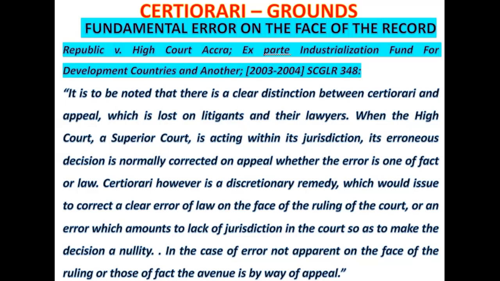Now, another ground under which certiorari can be granted that we mentioned is want or excess of jurisdiction. And I want to explain this to you with a case law. Want or excess of jurisdiction. And I'll explain this to you with the case of Republic versus the High Court Denu, ex parte Avadali IV, reported in 1993-94, One Ghana Law Report at page 561, specifically at page 568.